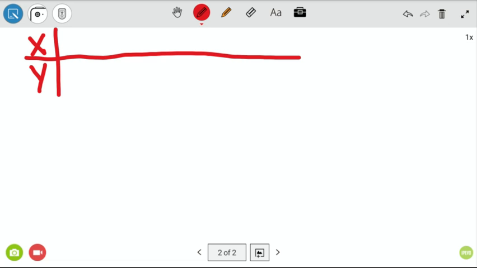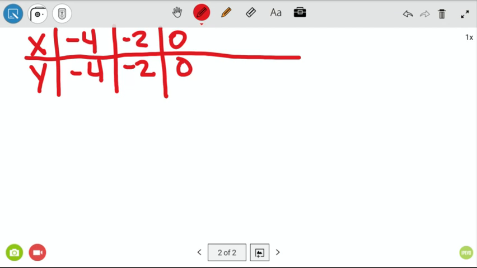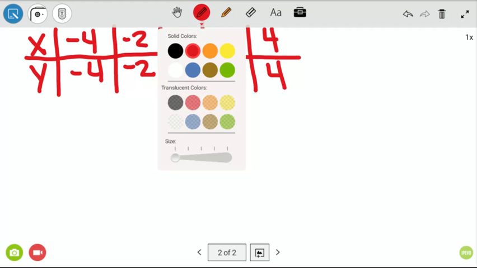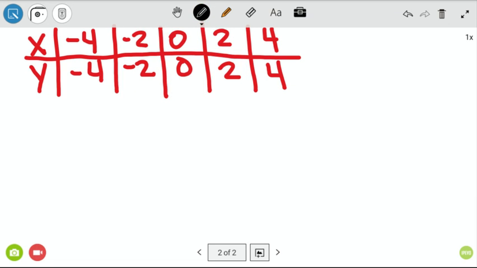So the first ordered pair that we're going to look at is -4, -4. The second one is -2, -2, 0, 0, 2, 2, and 4, 4. So if we wanted to graph these, it would make a straight line. Now, we're not going to plot them today. Indicator 7 is all about graphing. But what we do is we just pick any 2 ordered pairs.